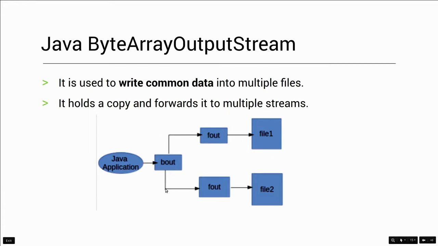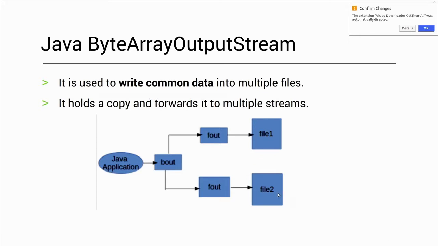If you observe this image carefully, then you can figure out the internal things very easily. This is a Java application. This Java application generates the data. That data would be stored in this ByteArray. ByteArray is the object created using this class ByteArrayOutputStream. Using this ByteArray object, you can copy the data into multiple files. In this case, we are trying to copy data from ByteArray to FOUT1 and FOUT2. Then the data would be written into file 1 and file 2.